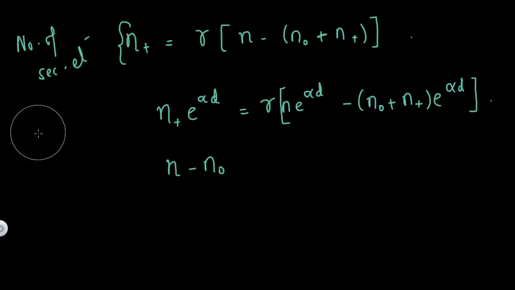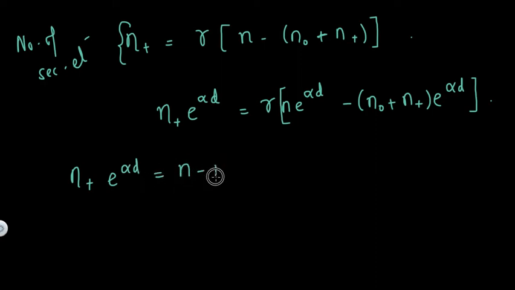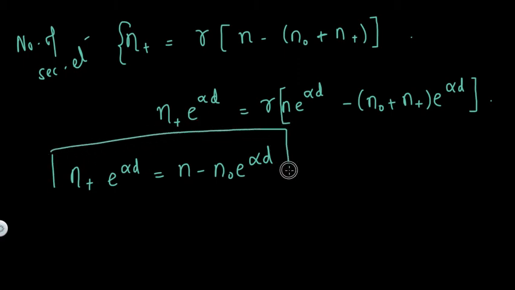What do you have from the previous equation? We have this equation as well. Now we have this equation, N plus is equal to N minus N0 e to the alpha d. Can you see your previous equations and see if you have this? We had this expression, N is equal to N0 plus N plus times e to the power alpha d. So if you simplify this, you get this expression.